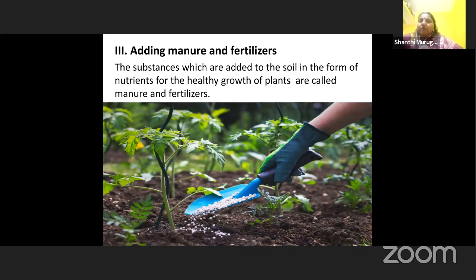Fertilizers and manure are added to the soil. It's very important. Ma'am, cow dung is used as natural manure. Yes, dung is a natural manure. Paddy can grow within 3 months nowadays.